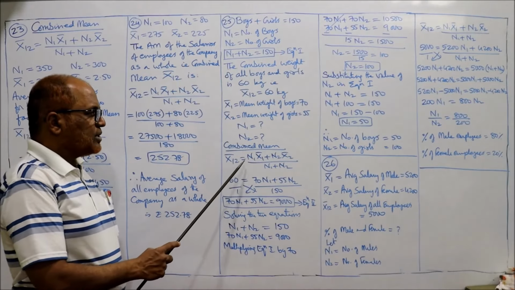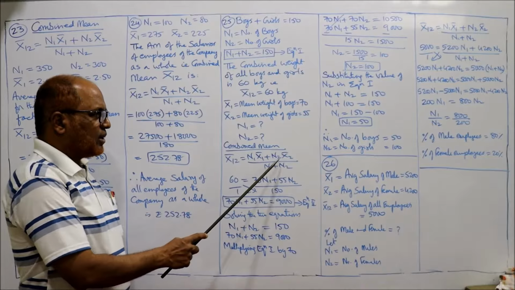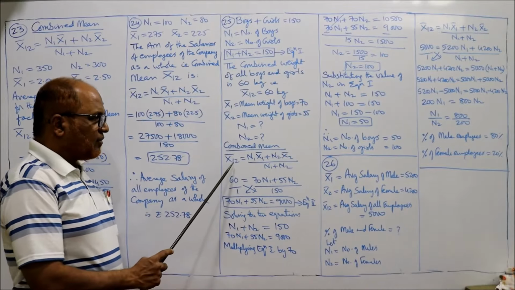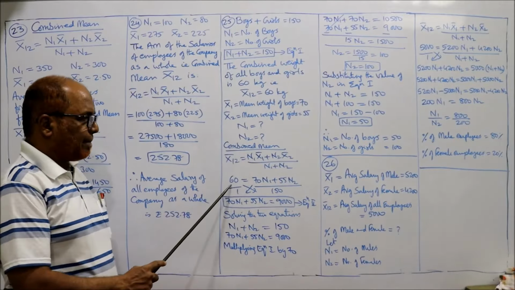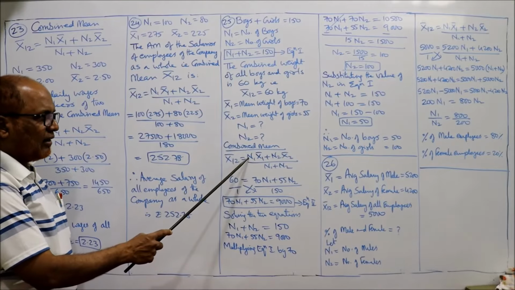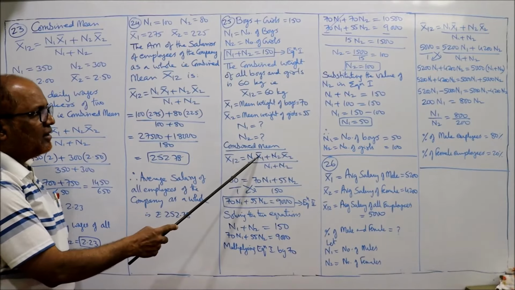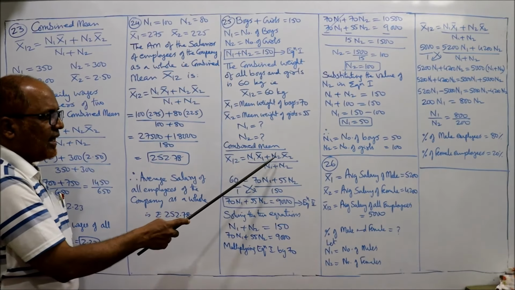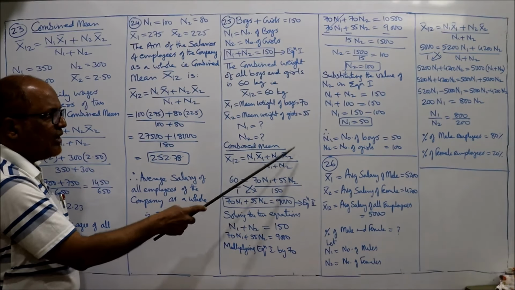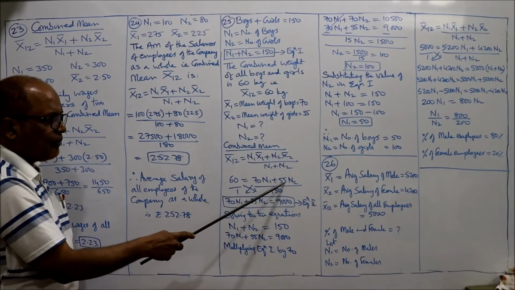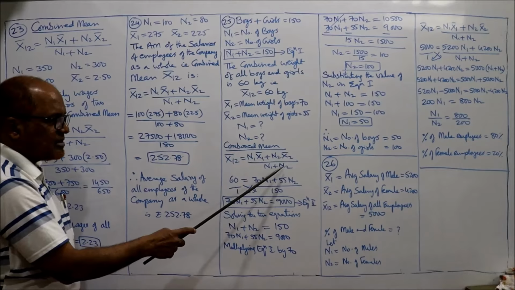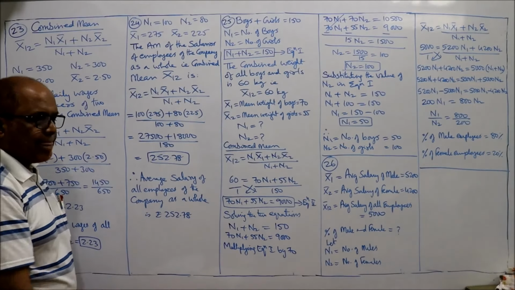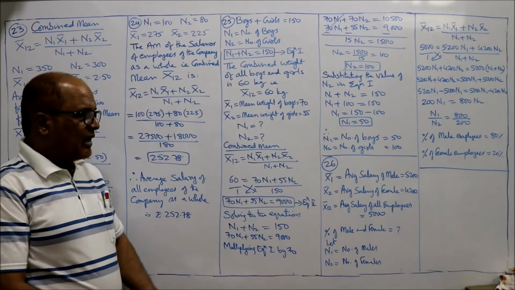Combined mean X bar 1 2 is equal to N1 X bar 1 plus N2 X bar 2 divided by N1 plus N2. X bar 1 2 is given in the problem, 60 kilogram. N1 we don't have. लेकिन X bar 1 है ना? X bar 1 70 है तो 70 N1. उसी तरह N2 we don't have, but X bar 2 we have, 55. 55 N2. Divide by N1 plus N2, already we are given 150. दोनों boys और girls को मिलाकर 150 है.